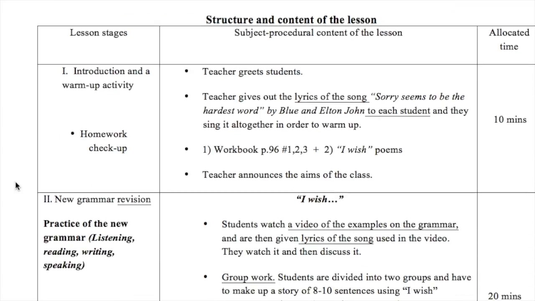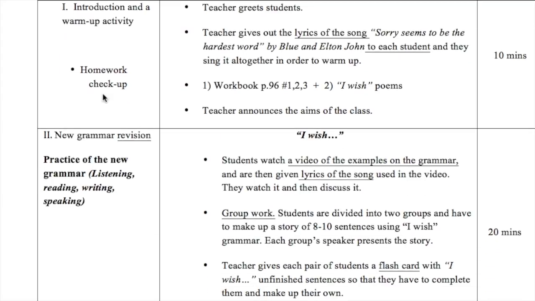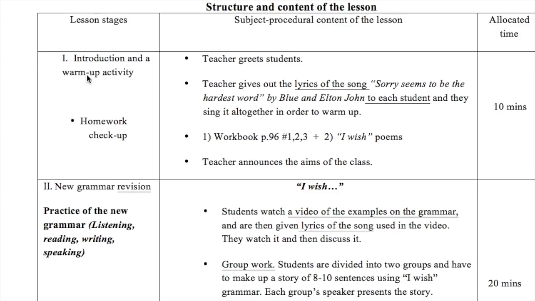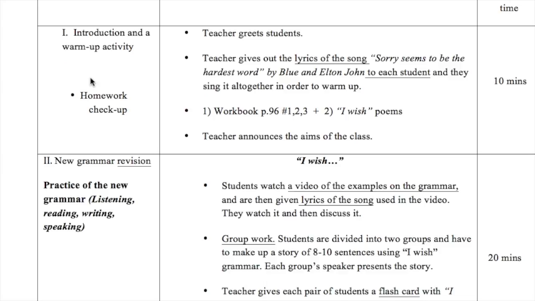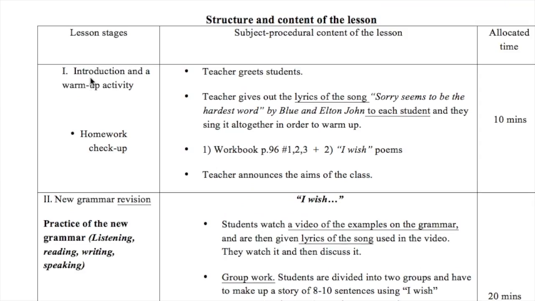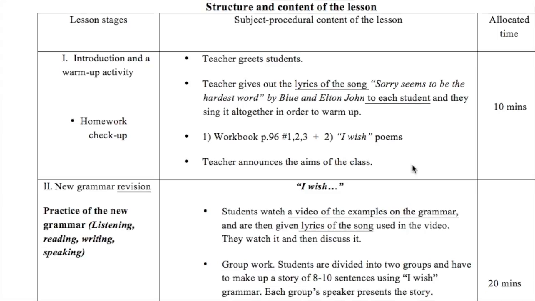Let's talk a little bit about the structure and content of the lesson plan. In my case, as you see, I have three tables: lesson stages, subject procedural, content of the lesson, and allocated time. Very easy. What you have to put in your lesson stages, in my case you see introduction. That's what everyone puts in lesson stage number 1. So introduction and a warm-up activity. Then also homework checkup. But that depends on your lesson, and also it depends on you how you want to make your lesson plan, what is easier for you, what is more comfortable for you to work with.